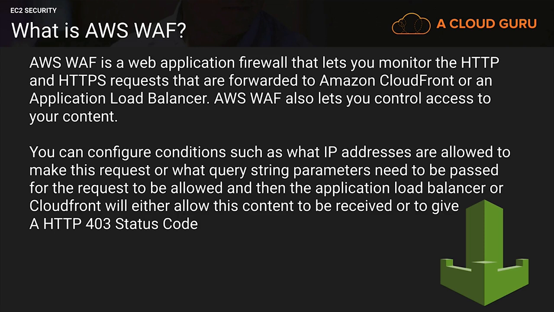Before we go into the console though, let's talk about what WAF is. It's a web application firewall that allows you to monitor HTTP and HTTPS requests that are forwarded to CloudFront or to an application load balancer. It allows you to control access to your content, and you can configure conditions such as what IP addresses are allowed to make these requests or what query string parameters need to be passed for the request to be allowed. Then the application load balancer or CloudFront will either allow this content to be received or give it an HTTP 403 status code, which is permission denied.